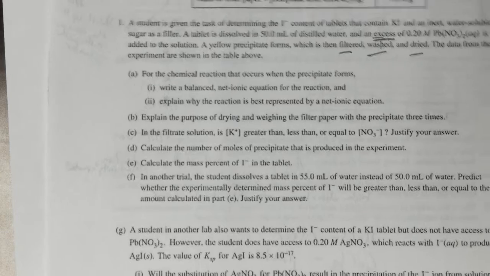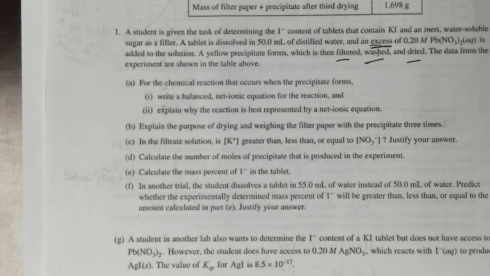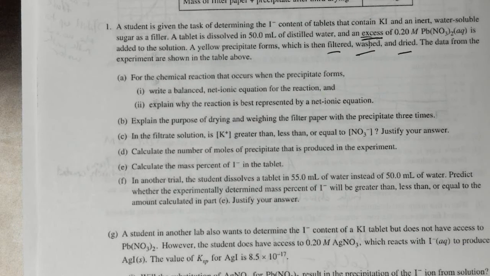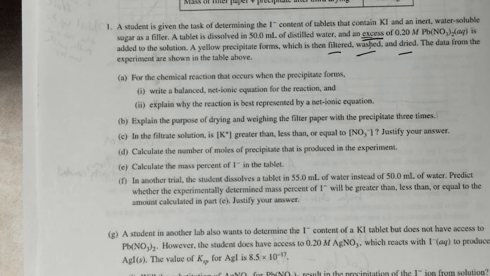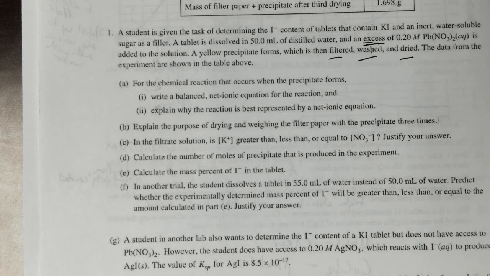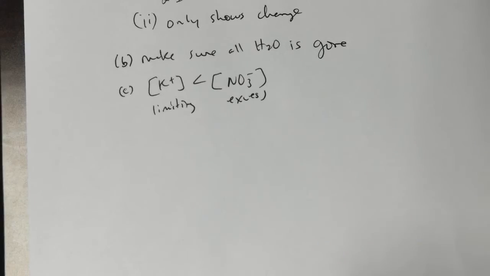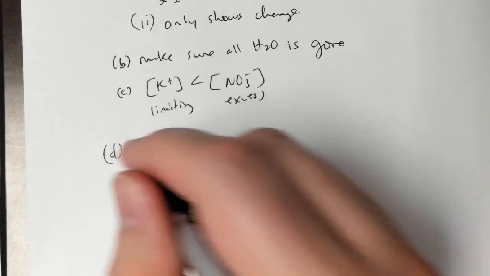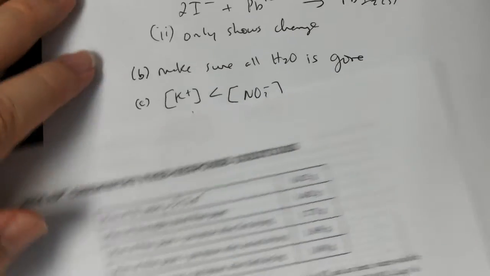Alright, the purpose of this video is not really these parts here. I'm trying to get down to the gravimetric analysis, and that's going to start here with part D. So calculate the number of moles of precipitate that is produced in the experiment. Moles of precipitate. All right.